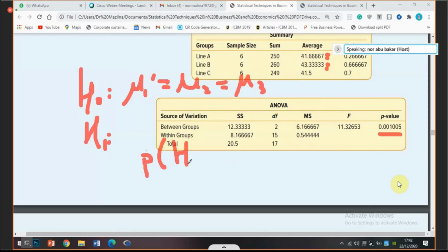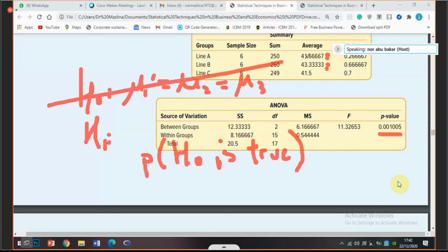So if you look at the P value here, it gives you the probability that H naught is true. So the probability is too small for you to believe that mu1 is mu2 is mu3. So you reject. Jadi reject apa maksudnya?